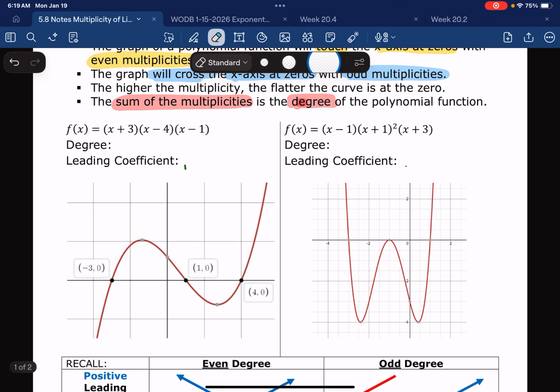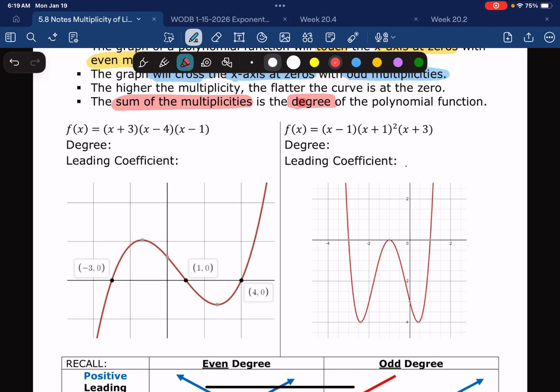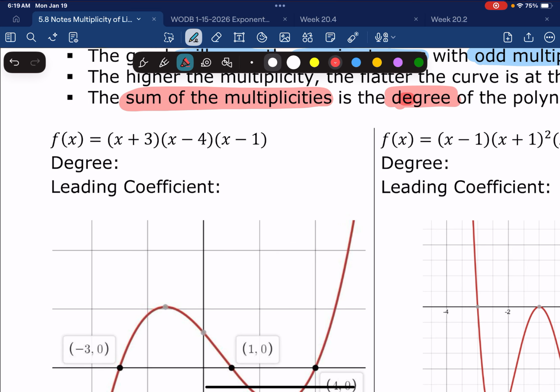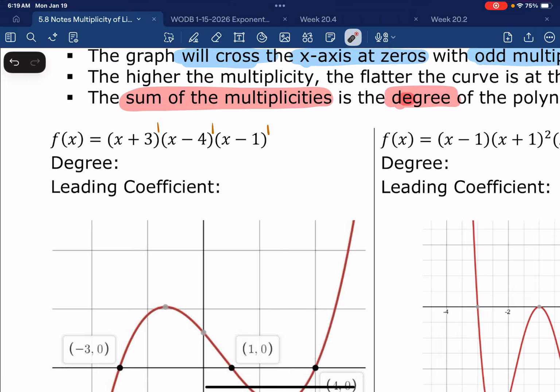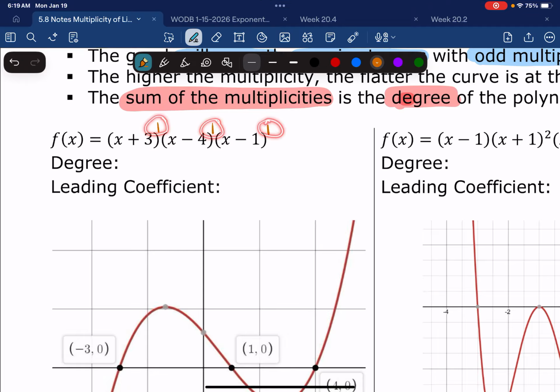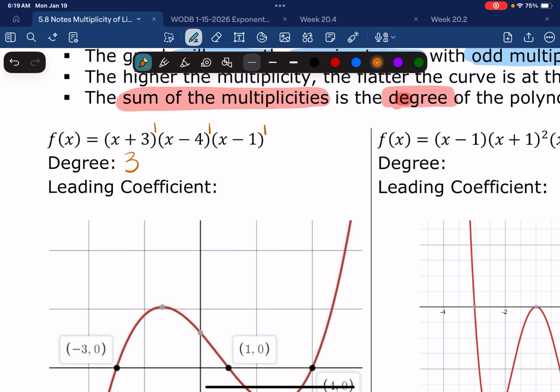So let's look at these values first, okay? We've got this function f of x equals x plus 3 times x minus 4 times x minus 1. Each of these factors has a multiplicity of 1, because we don't see an exponent there; it's understood to be 1. And if we were to multiply all of these binomials out, we would end up with x to the 3rd power. That would be the highest exponent, so our degree is 3.